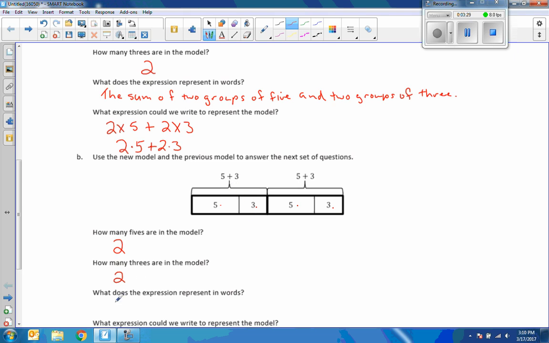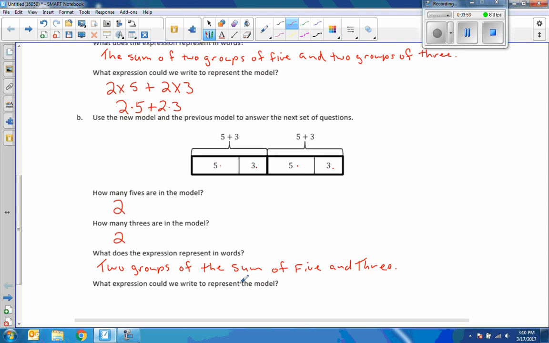So here we're adding 5 and 3, so we could say 2 groups of the sum of 5 and 3. What expression could we write to represent this model? We could put parentheses around 5 plus 3 and add it to another expression of 5 plus 3. So we're just putting a plus sign here and putting parentheses around those. Or we could say that there are 2 groups of this one group of 5 and 3. 2 groups of 5 plus 3.